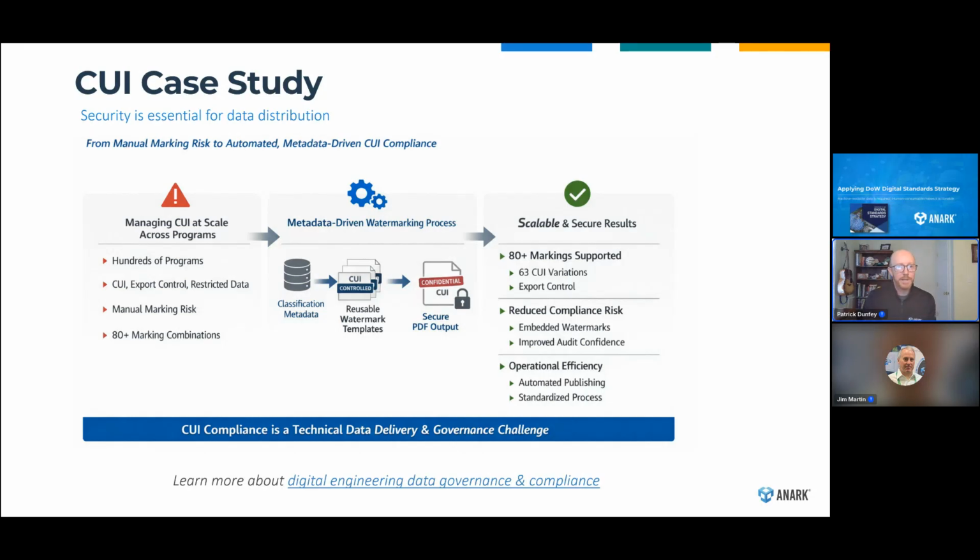And really what it resulted in is a fantastic application that allows for scalable and secure results across all of these different combinations of various programs, various CUI rules, and eliminating the manual marking risk that goes along with that. So defining it based off of human-based rules, but not requiring somebody to fat finger every time you need to apply a marking to a document, which is unscalable, right? And so in the middle here, you have metadata-driven watermarking processes that drive the whole thing.